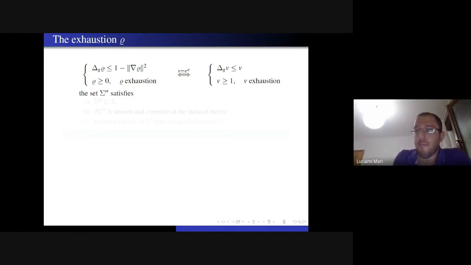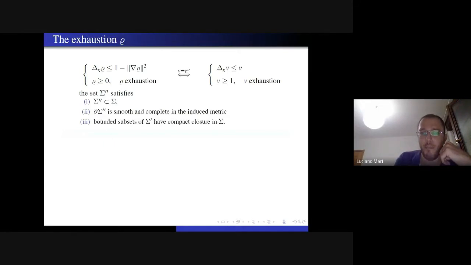Okay, how to produce v? Now we want to produce this exhaustion on the set sigma double prime, which is a smooth set. Recall that sigma double prime is the graph over omega double prime, which is an upper level set of Z and has compact closure in omega. And for a regular upper level set, we can choose tau such that everything is smooth. So sigma double prime satisfies three nice properties. It has closure contained in the graph sigma.